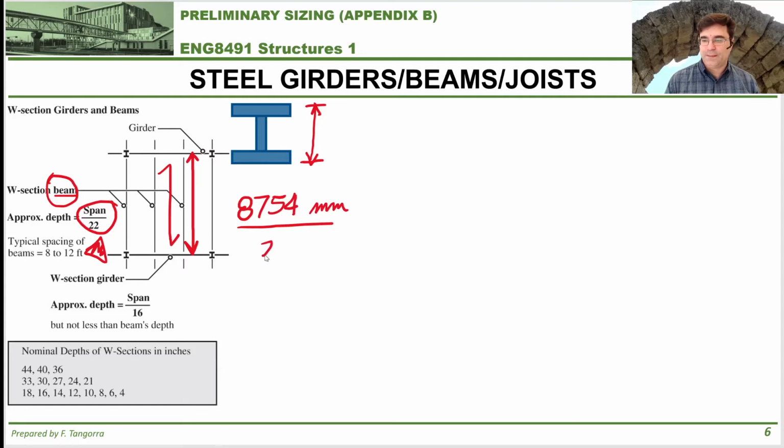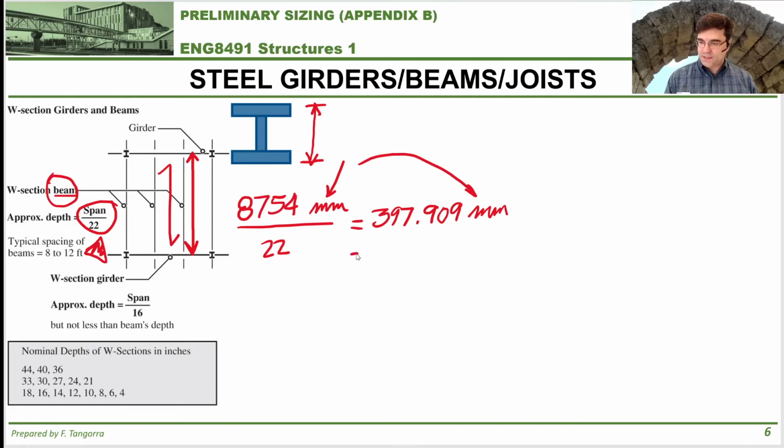I'm going to divide that by 22. And when I do that calculation, I get 397.909, again millimeters, because remember, whatever units we use for the span are going to be the exact same units we then get as an answer. Okay? And then we approximate this, we round it up to the nearest millimeter, so 398 millimeters.